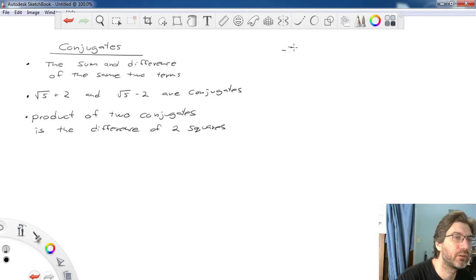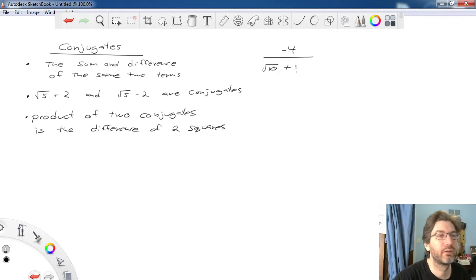Let's do negative 4 over the square root of 10 plus the square root of 8. So here we got a negative in the numerator. It's not really the only difference here, but you solve it kind of the same way.